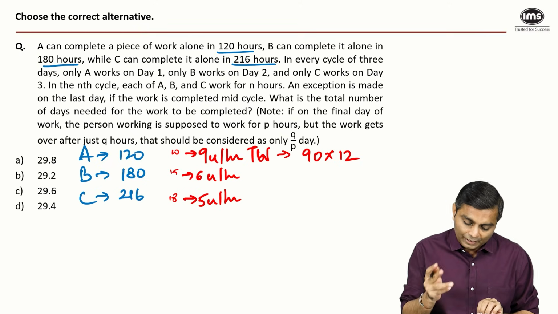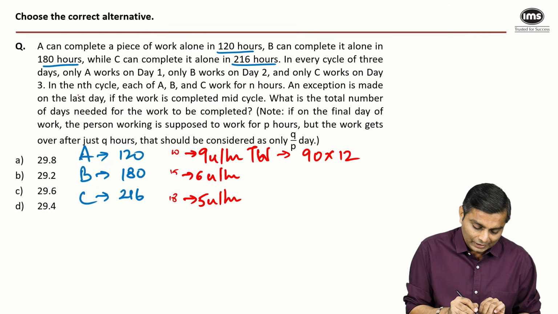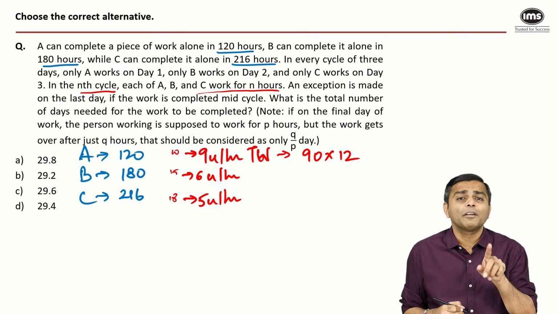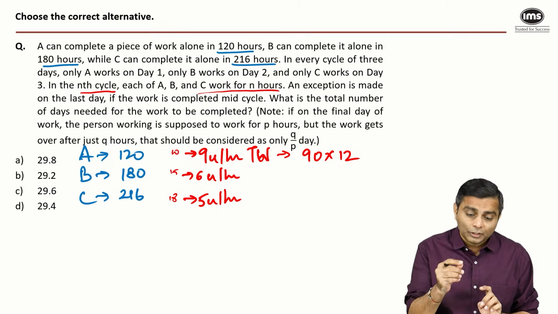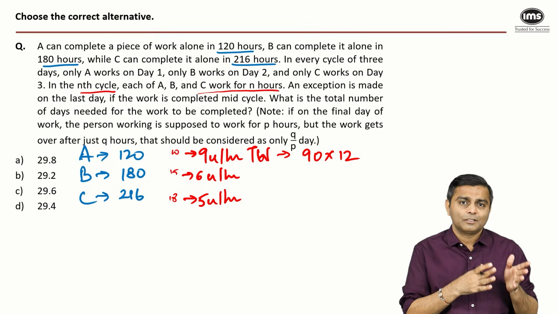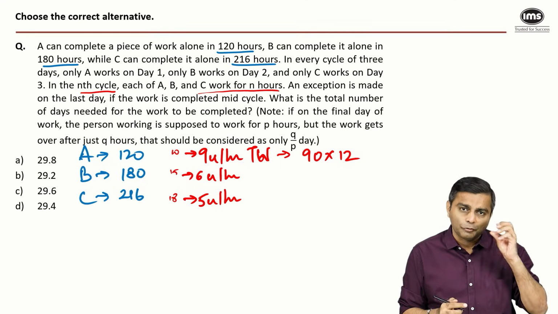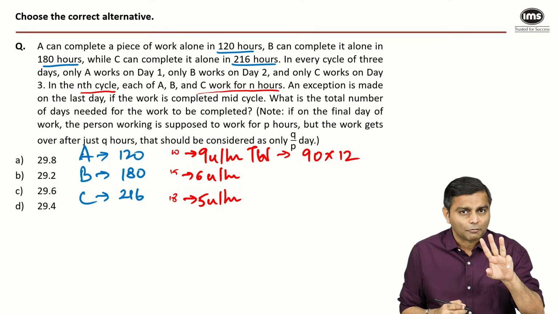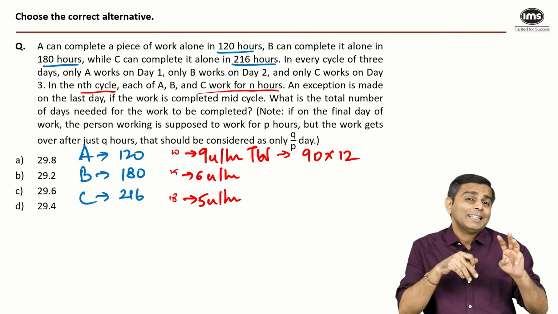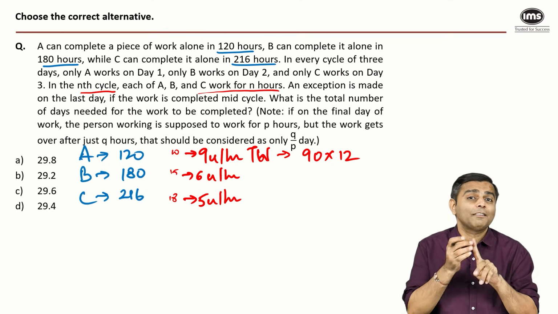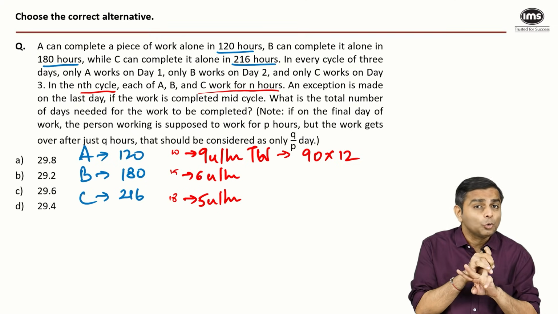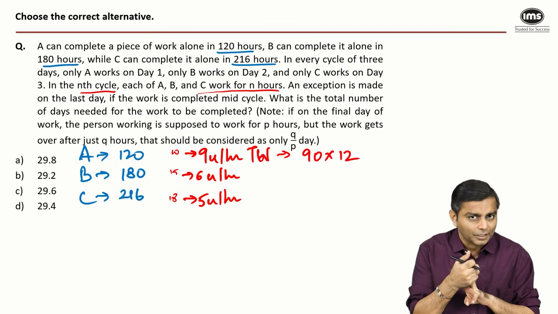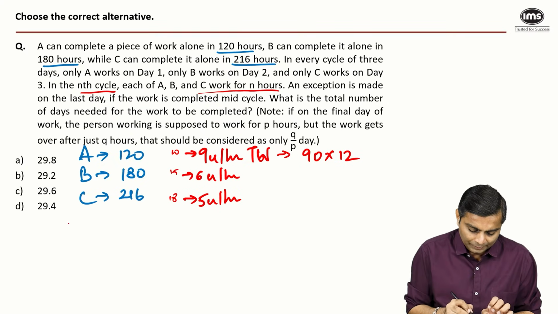Now what is very, very important, or rather the most important part of this, is that in the nth cycle A, B, C work for n hours. First cycle everybody works for 1 hour. So in the first cycle, A comes, B comes and C comes, and each works for 1 hour. First cycle is completed. Second cycle, or rather the fourth day, A works for 2, B works for 2, C works for 2 hours. Third cycle, A, B and C each work for 3 hours. Okay, that's the meaning of that statement.